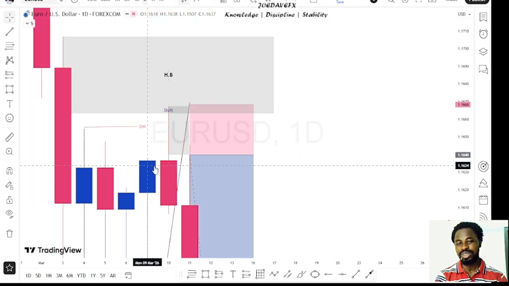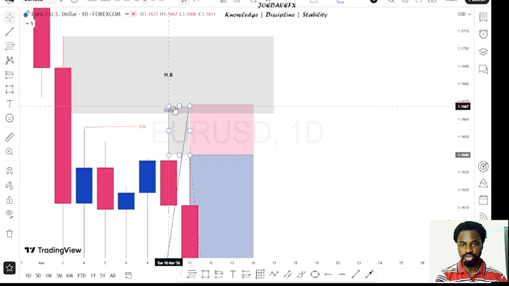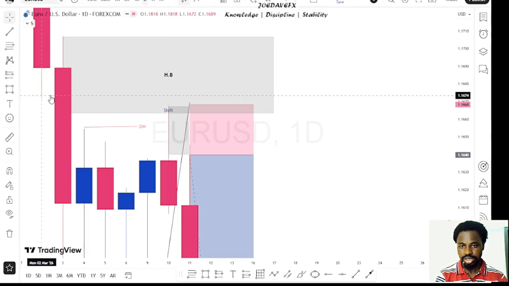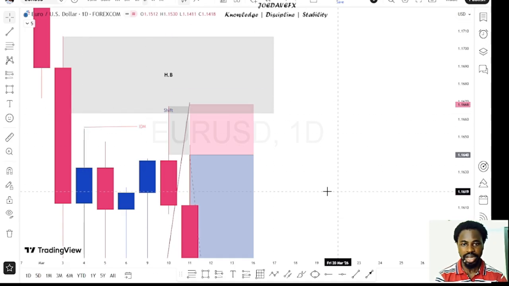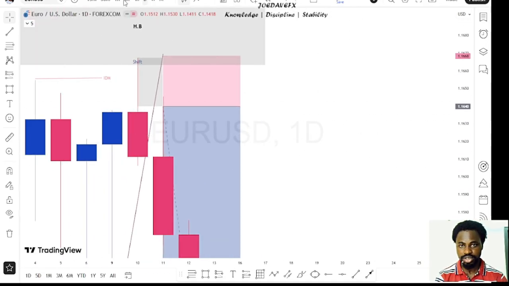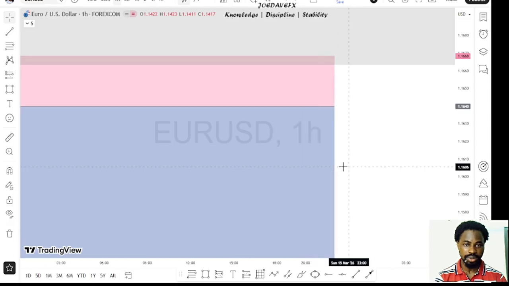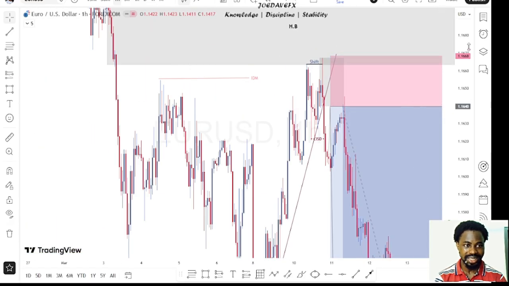But I didn't actually get in when this one shipped in, when this one came into it, because it didn't really get to this hidden block I'm expecting here. So I didn't actually get into it. So I had to wait for a CISD confirmation change, which I got on the 1 hour time frame, which is exactly what I used to get in the trade.